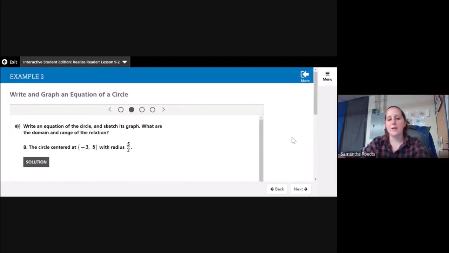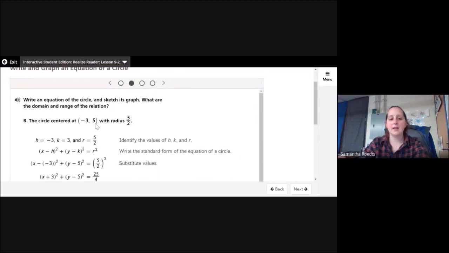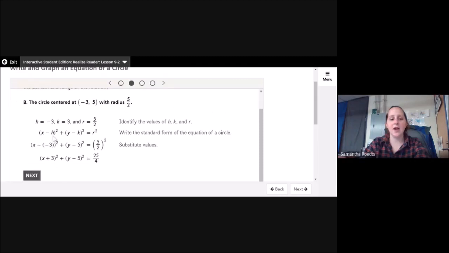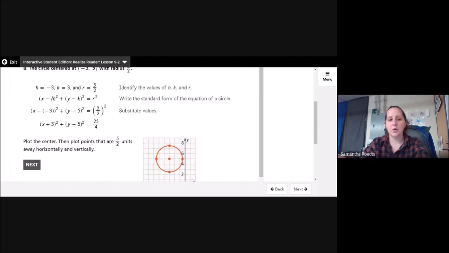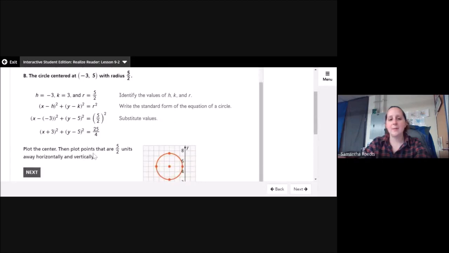The circle centered at -3, 5 with radius 5/2. Again, we're finding the domain and range and the equation of the graph and sketching it. So our h is -3, our k is 5, and our r is 5/2. We just substitute in these values for h and k. Remember, -3 makes the x minus -3 a positive. So I have (x plus 3) squared plus (y minus 5) squared equals 25/4, since 5/2 squared is 25/4. I plot the center at -3, 5, and then I plot 5/2 units from that center on each of my 4 axes.